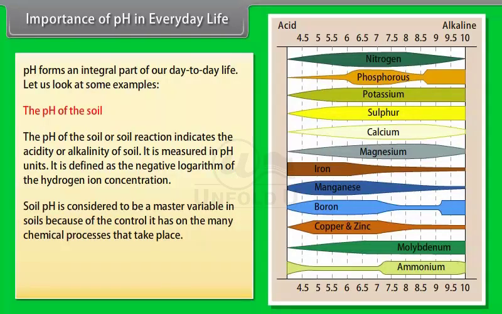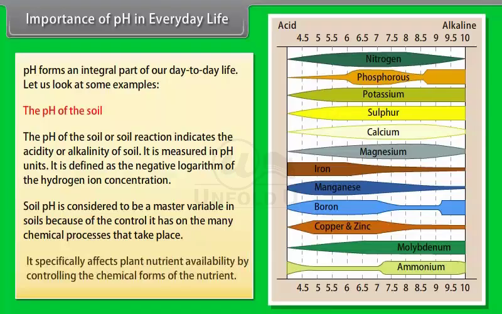Soil pH is considered to be a master variable in soils because of the control it has on the many chemical processes that take place. It specifically affects plant nutrient availability by controlling the chemical forms of the nutrient.